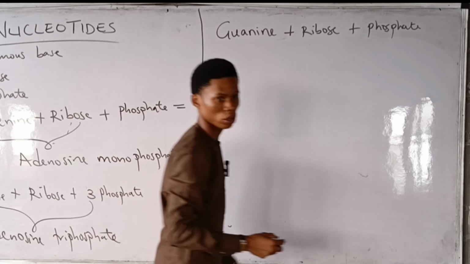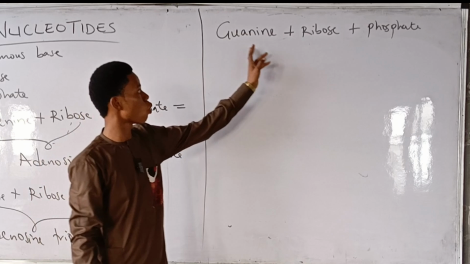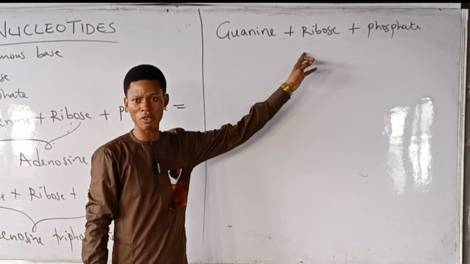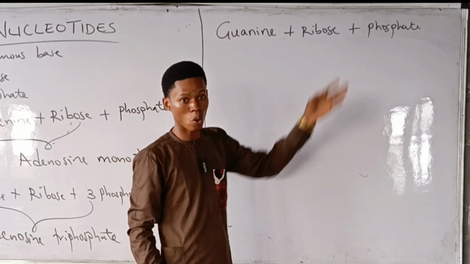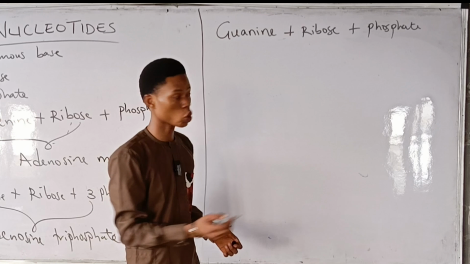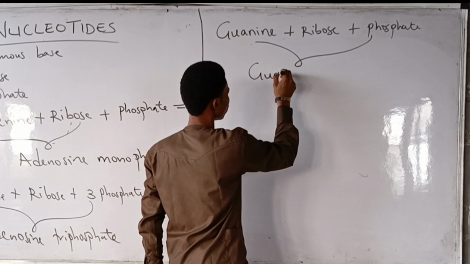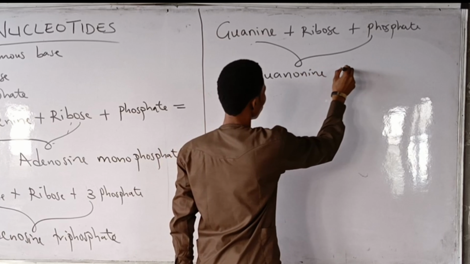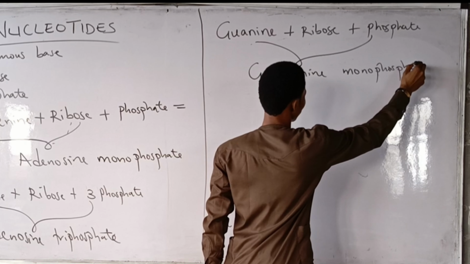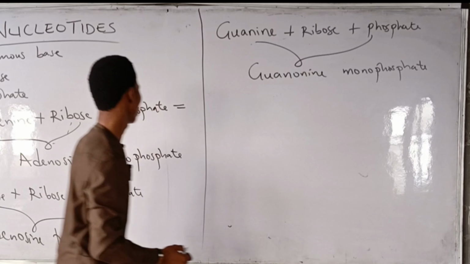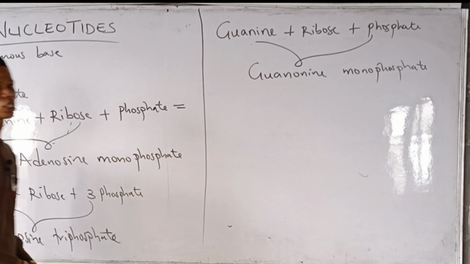Now, if I have something like this, what will I call this one? Guanine plus ribose. Only guanine plus ribose will give us what? Guanosine, right? If I add one phosphate group, that's what? Guanosine monophosphate. So everything here will give us guanosine monophosphate.